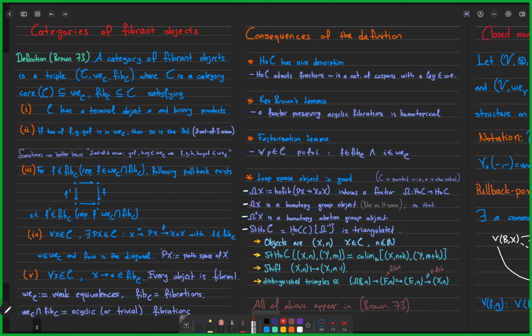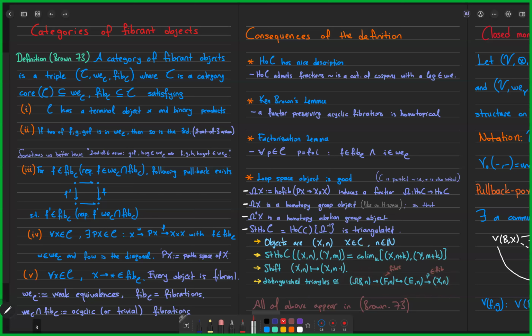And it gives us the stable homotopy category, which is obtained when we formally invert that loop functor, and it is triangulated. The objects can be constructed like this. Objects are pairs (X, n), and the set of morphisms from (X, n) to (Y, m) is given by a colimit like this. And there is the shift, and distinguished triangles are of this form here.